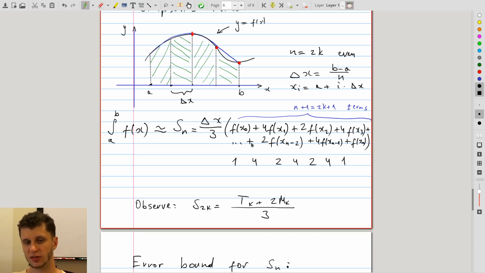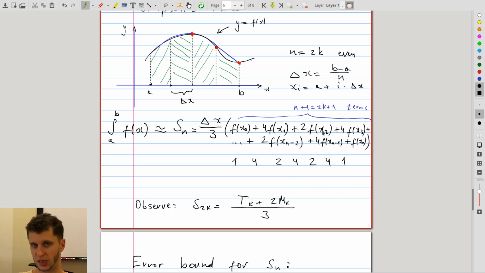But the coefficients are a little bit more involved than they were for the trapezoidal rule. Remember, for the trapezoidal rule, we would put coefficients 1, 2, 2, 2, and then the very last value of f also came with a coefficient of 1. Now, for Simpson's rule, the coefficients look like so. They start with 1, and then they go 4, 2, 4, 2, 4, 1. There's always an odd number of terms in total.